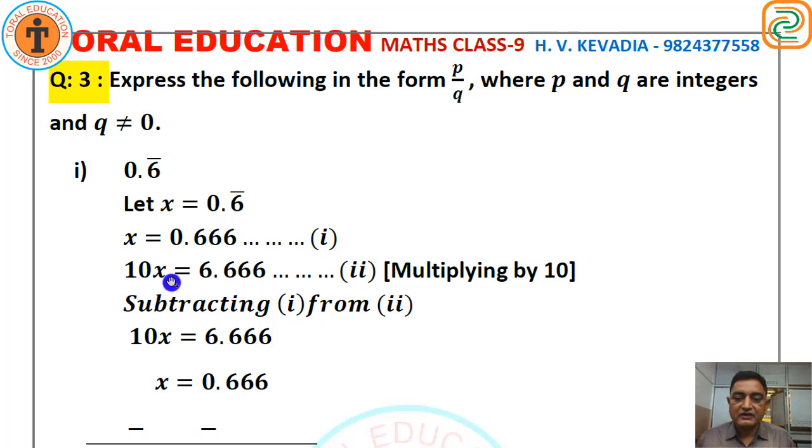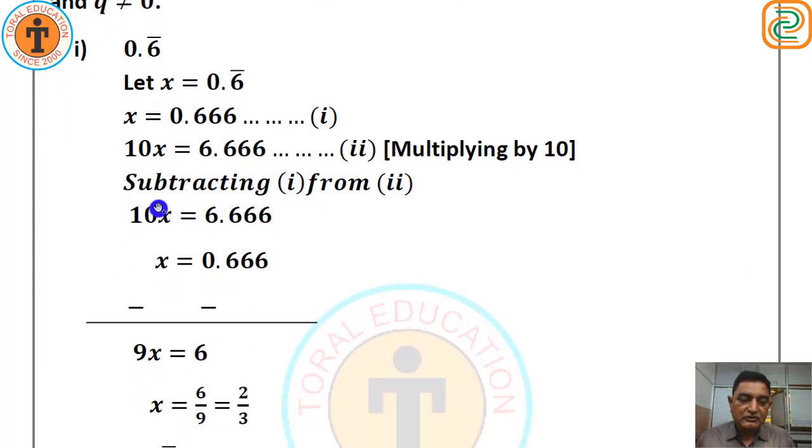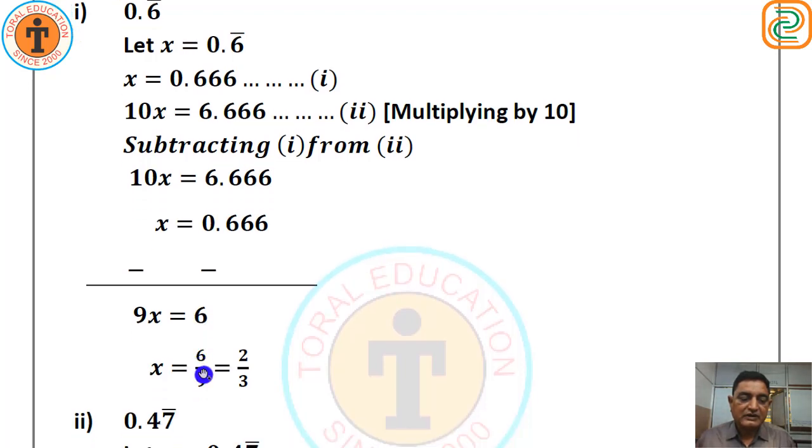If we multiply this by 10 we get 6.666666. Now subtracting equation 1 from equation 2. So 2 will come up and 1 will go down. 10x equals 6.666 and x equals 0.666. If we subtract both, 10 minus 1 is 9x, and 6.666 minus 0.666 is 6, right? So x equals 6 upon 9. If we cut, 3 2s are 6, 3 3s are 9, then it is 2 upon 3.